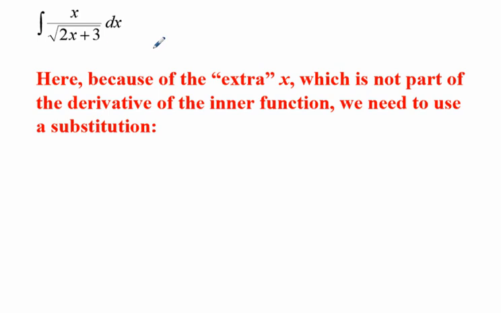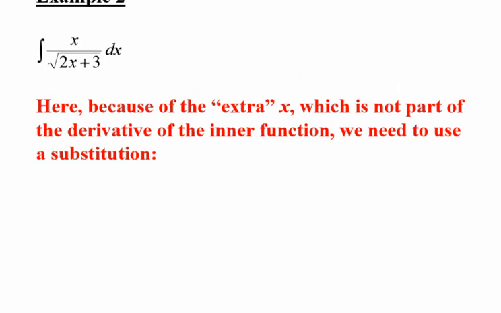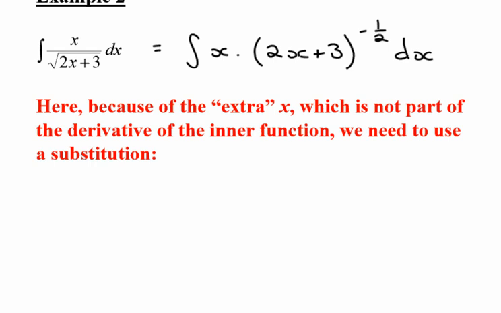Right, so in this example, we have this extra x. So let's just try write it out in our usual form where we get rid of roots, we get rid of fractions. So here we have the integral of x times by 2x plus 3 to the power of negative a half with respect to x.